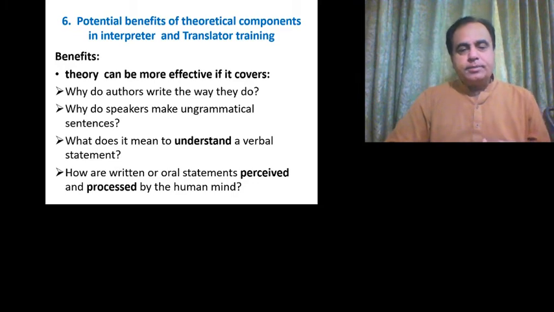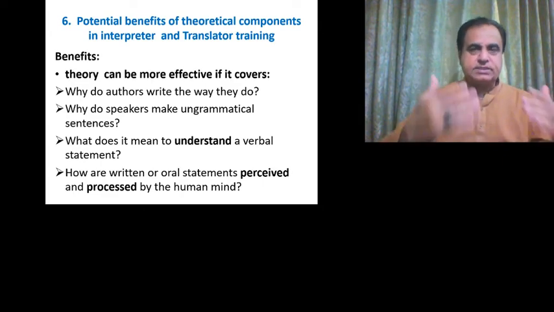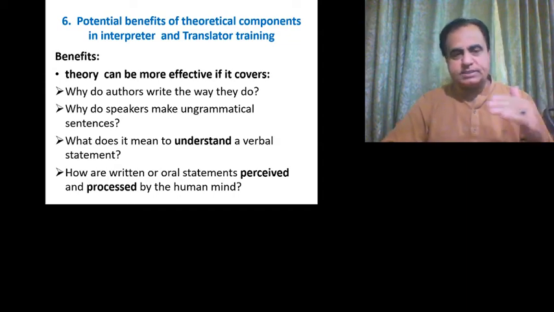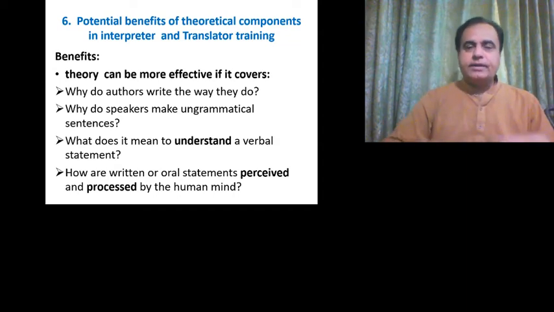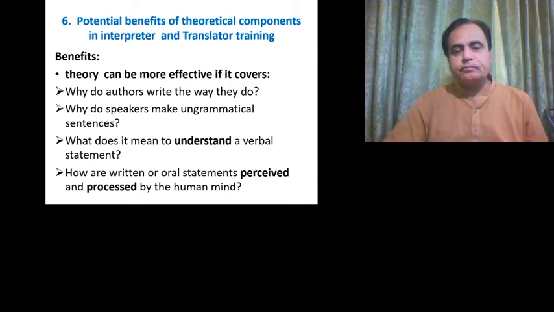Theory can be more effective. Of course, now we are coming to the implementation side also. It can be more effective in these cases. These are just examples. This list is not exhaustive. There are other examples that can be discussed under this.